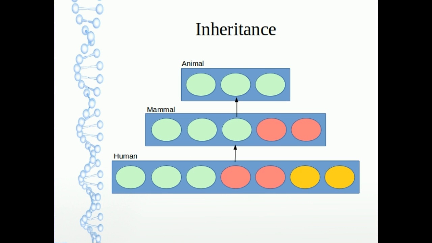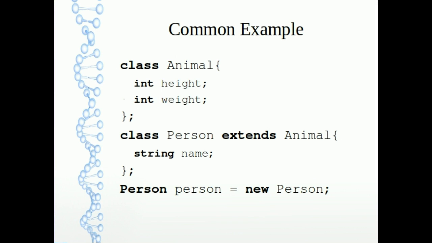We learned that this allows us to create hierarchies of classes, and in this example, the mammal class inherits from the animal class, and the human class in turn inherits from the mammal class. Notice that the mammal class has all of the same members as the animal class, and the human class has all of the same members as the mammal class and the animal class. And we can say that the human class inherits members from the mammal class directly and members from the animal class indirectly.